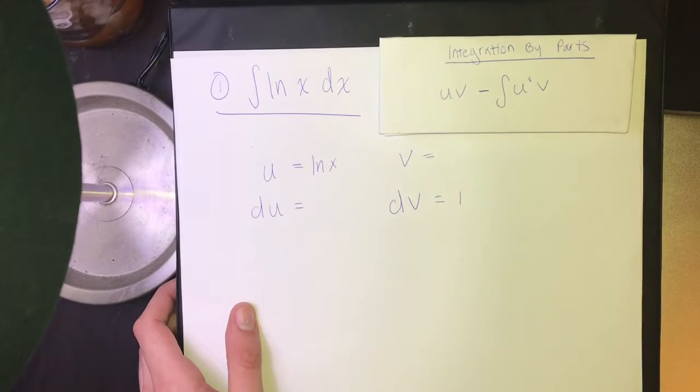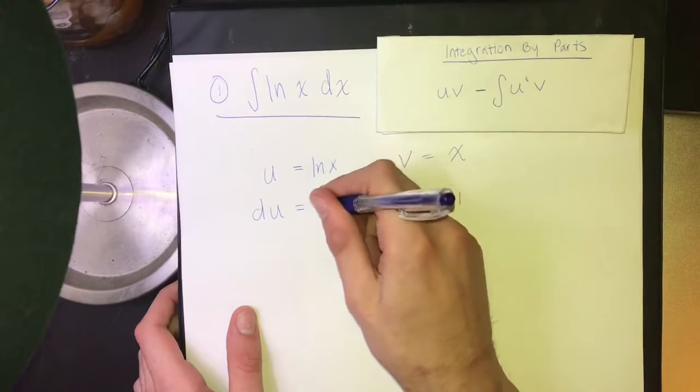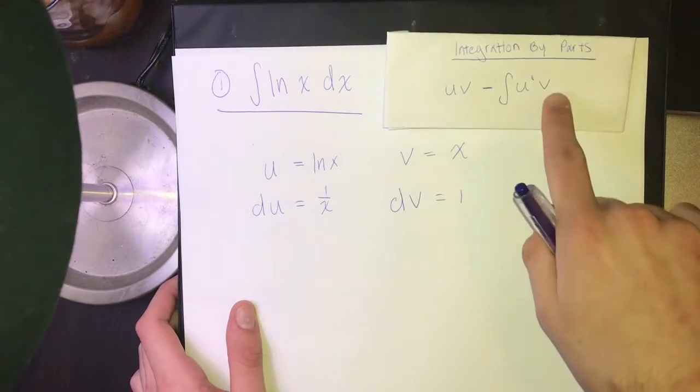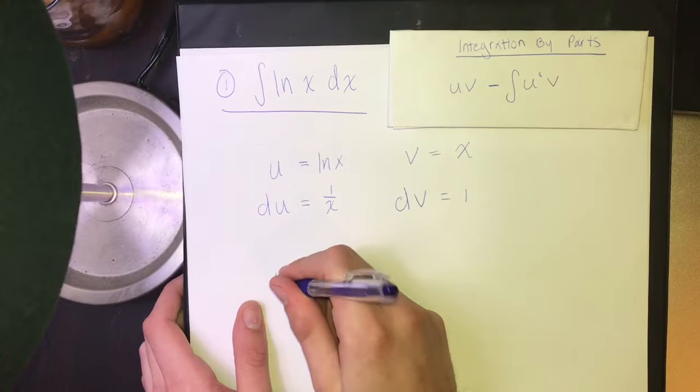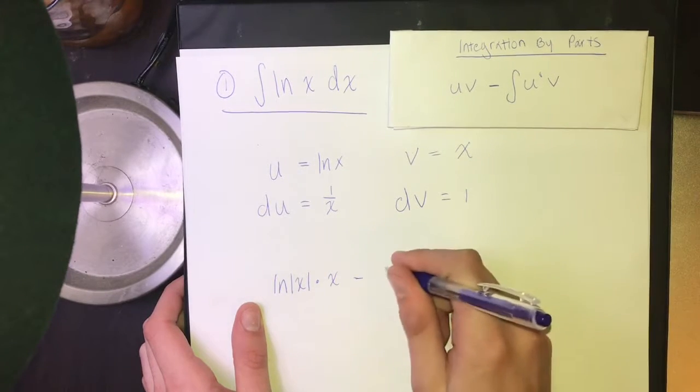To find v and du respectively, we're going to integrate to find v and get x. We're going to take the derivative of the natural log of x to find du, which is 1 over x. Now there's our integration by parts formula if you forgot. And we're just going to go ahead and plug what we found into that formula.